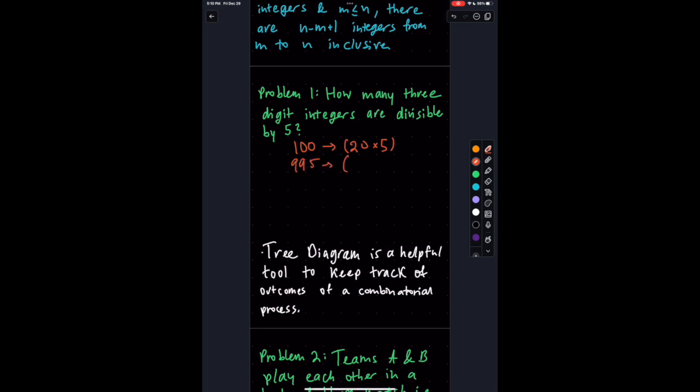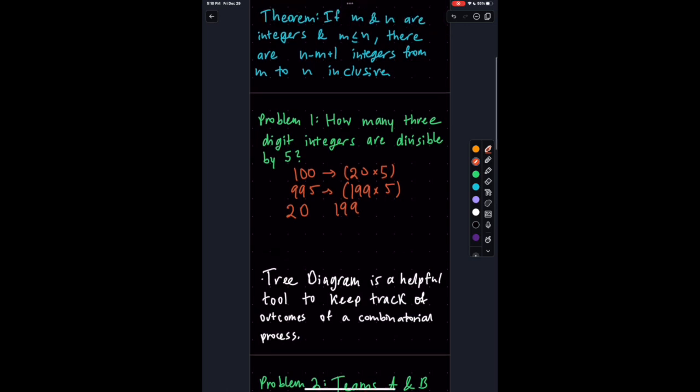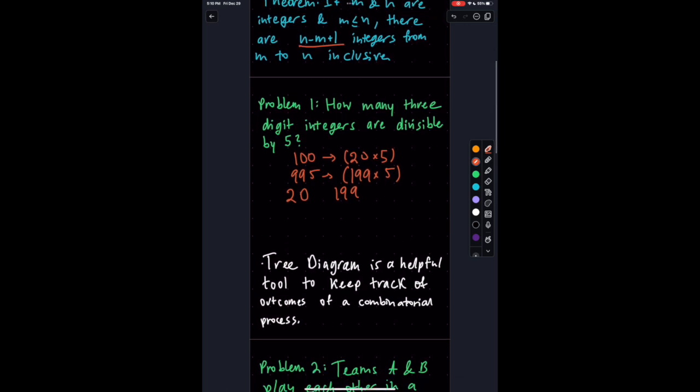What that is, it's 199 times 5. So now what we can do is check how many numbers are between 20 and 199. And we can see here that the math is simple. 199 minus 20 plus 1 equals 180. And that's your answer right there.